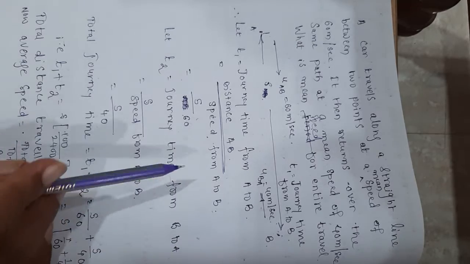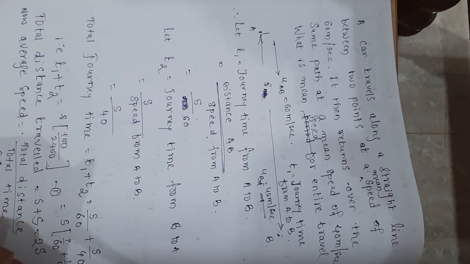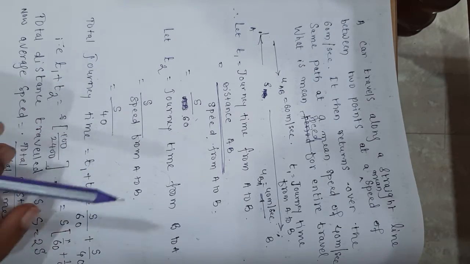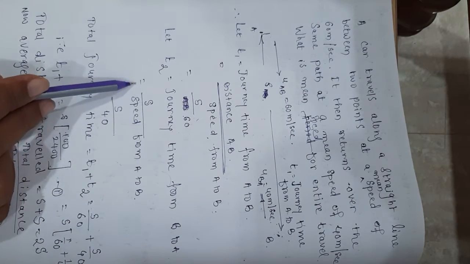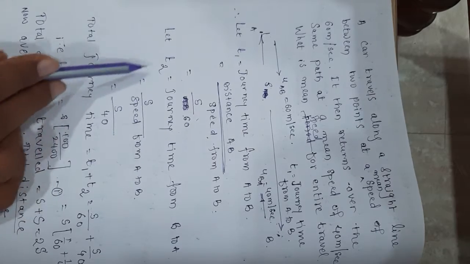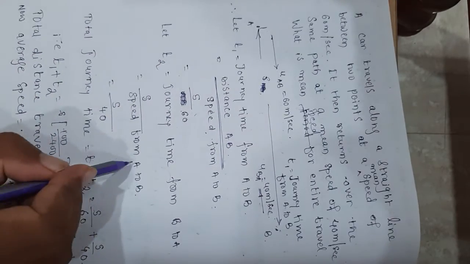What type of motion is it? He is saying it is moving with uniform velocity. Uniform velocity means the distance travelled is equal to velocity multiplied by time, or time taken is equal to distance travelled divided by the velocity or speed. So T2 is equal to S divided by the speed from B to A.